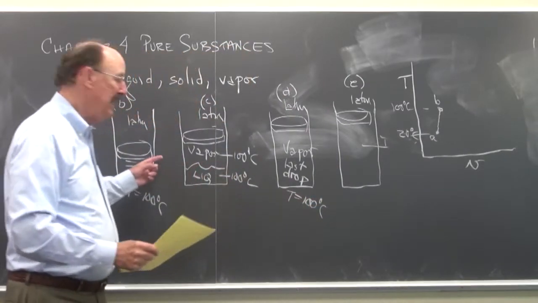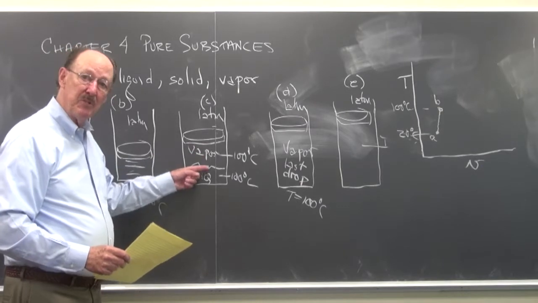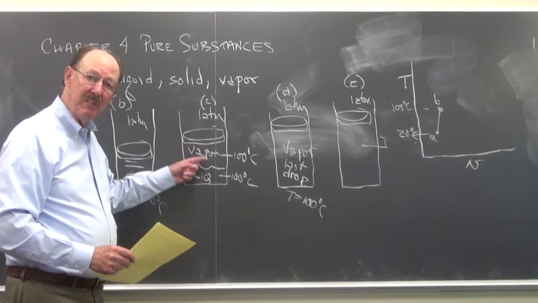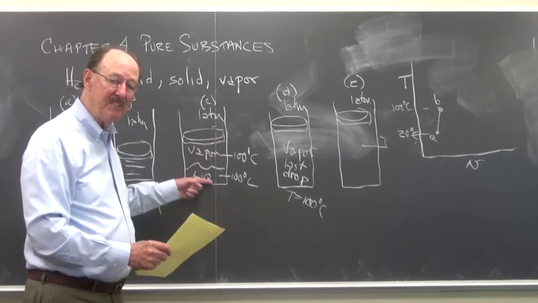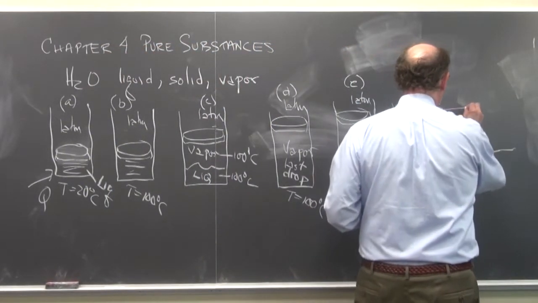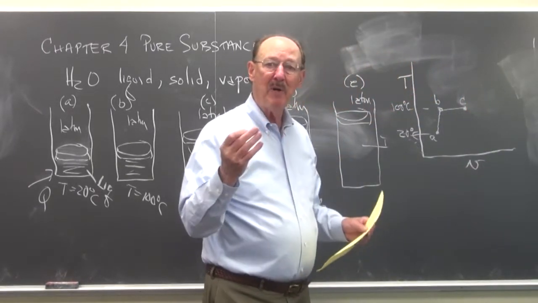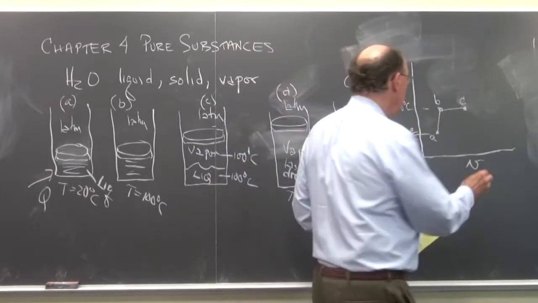And then what happened is I started evaporating this. When I evaporated it, the specific volume increased, and the temperature of the liquid and vapor remained constant all through this process from B to C. And then we kept evaporating it from C to D.